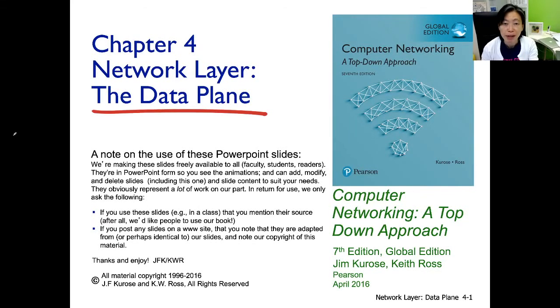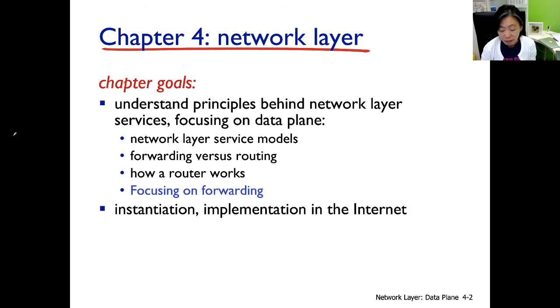Welcome to Chapter 4, the network layer, and particularly the data plane. So in this chapter, the goals are understanding the principles behind these network layer protocols. And we'll focus on the data plane and talk about the other one, the control plane, in Chapter 5.